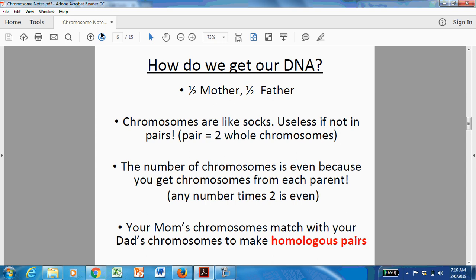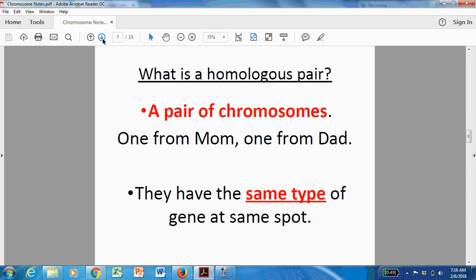And those chromosomes are alike in the fact that where the genes are located is similar. You might have a different gene from mom and dad, but where the gene is located on the chromosome is specific. And we'll talk more about that in genetics. So what is, again, this idea of a homologous pair? It's a pair of chromosomes. You get one from mom and one from dad. They have the same type of gene at the same spot.